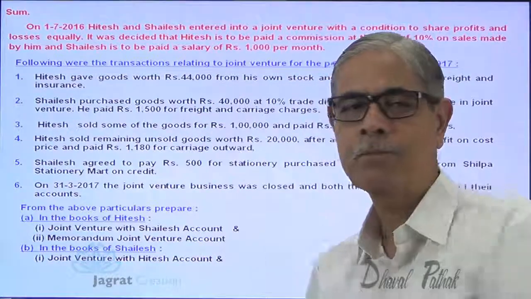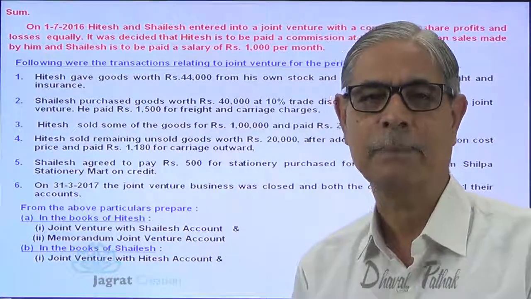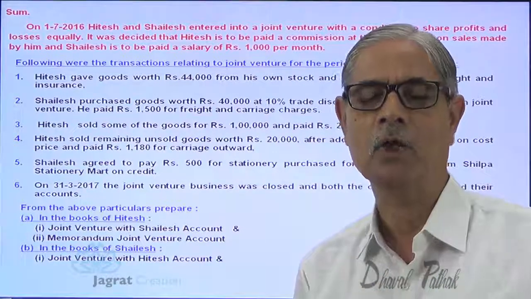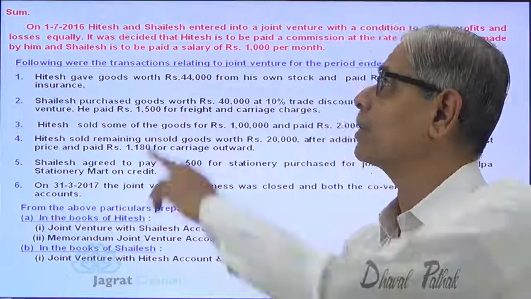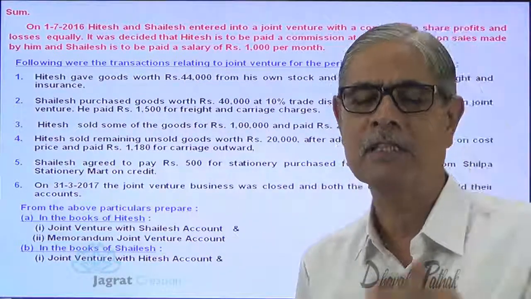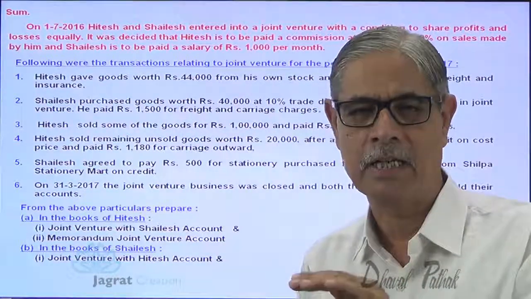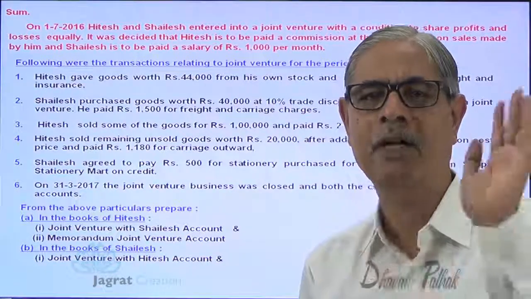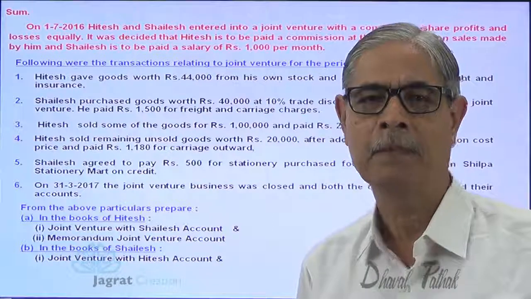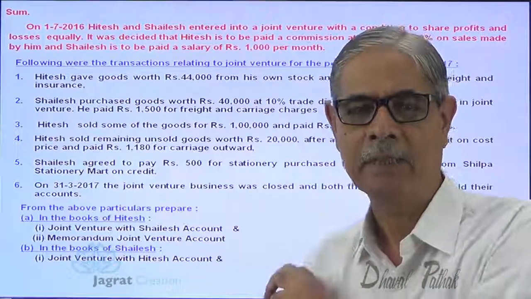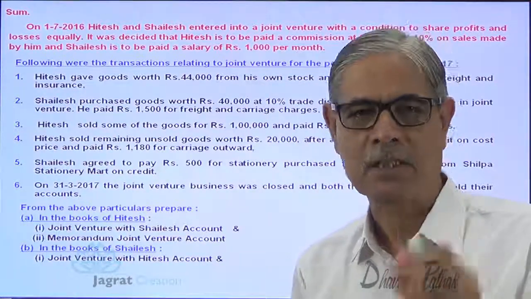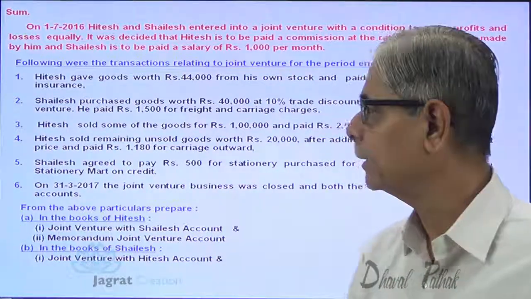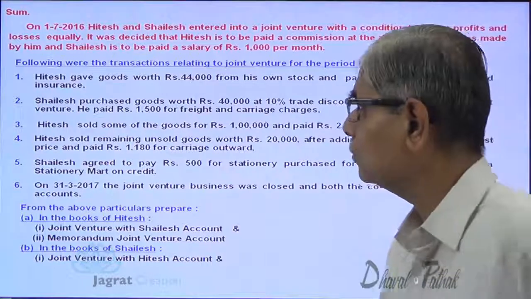So this sum you can find in my previously uploaded video. It has been solved, wherein all the joint venture transactions were recorded by Hitesh, and all were recorded by Shailesh. In that situation, joint venture account was prepared. Memorandum Joint Venture account was not prepared. So it is a repetition of the same sum, but the style of solving the sum is a bit different. Now see, I read the sum.